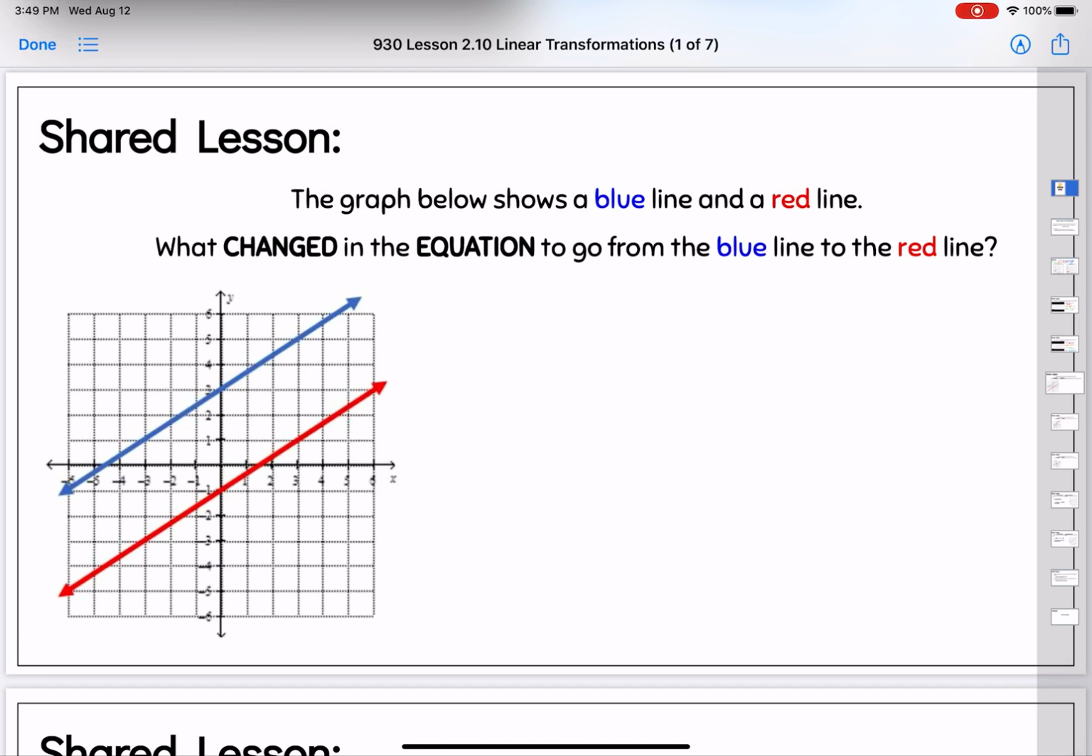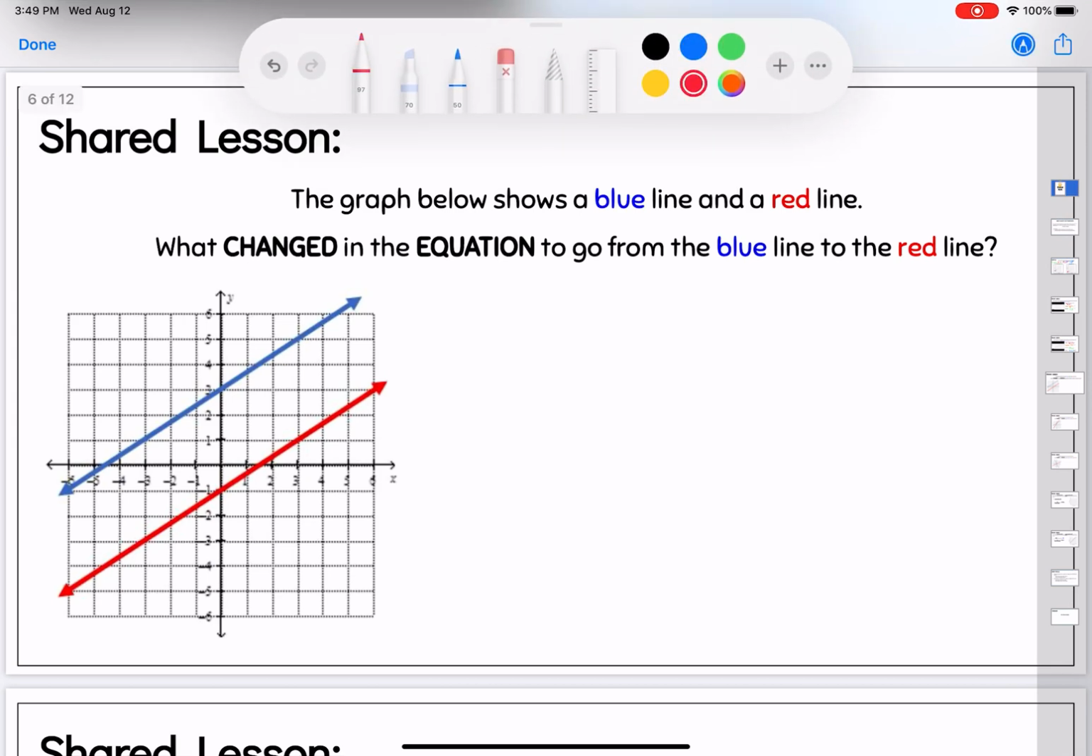So here it says this graph shows a blue and a red line. So what changed in the equation to go from the blue to the red? So the blue one is my original, and the red one is the new one, right? So from blue to red, what changed? Well, if I look at those two lines, I see the steepness is exactly the same. You could count it out, right? You could count your rise over run.